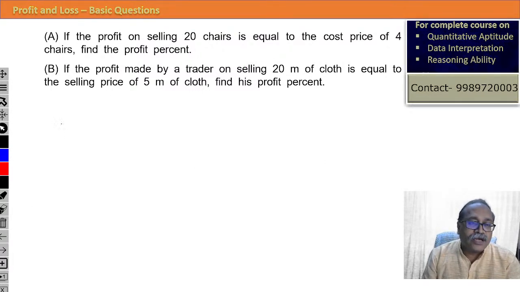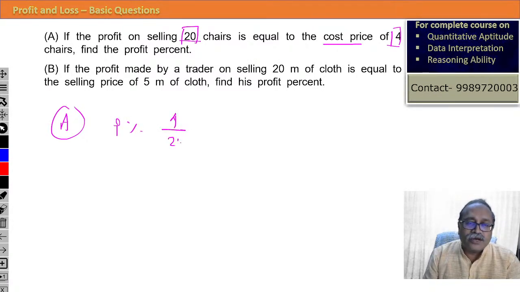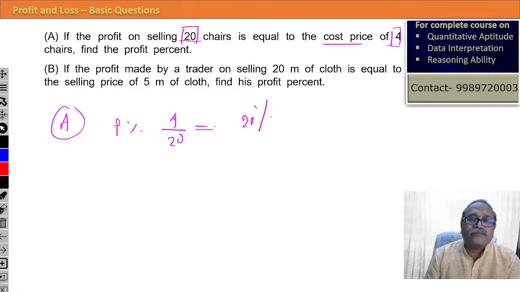सो दैट इज ए. सो दैट्स 20 चेयर बेचने पर आई एम गेटिंग ए प्रॉफिट ऑफ 4 चेयर्स कॉस्ट प्राइस. सो प्रॉफिट परसेंटेज इज इक्वल टू 4/20, 1/5, 20%. अब आ जाते हैं बी पर.